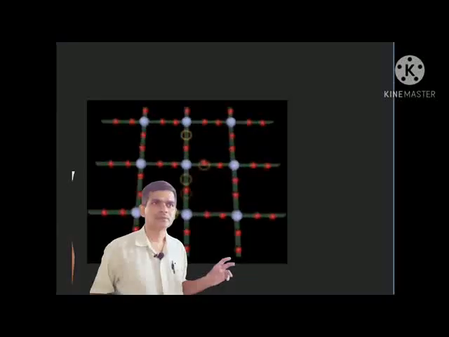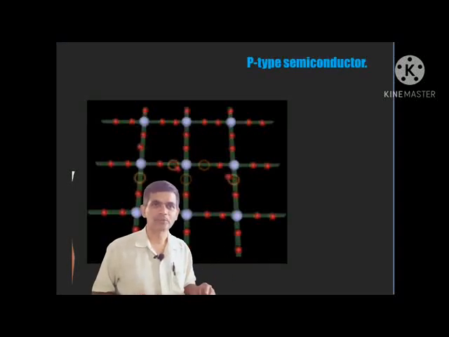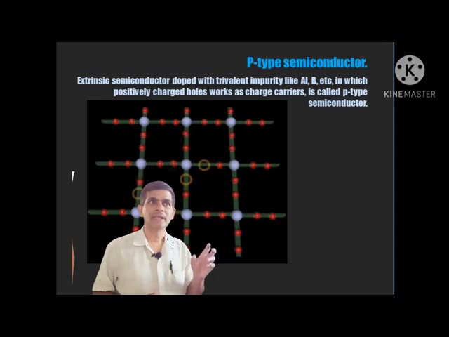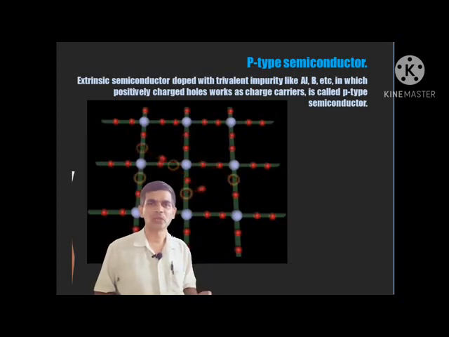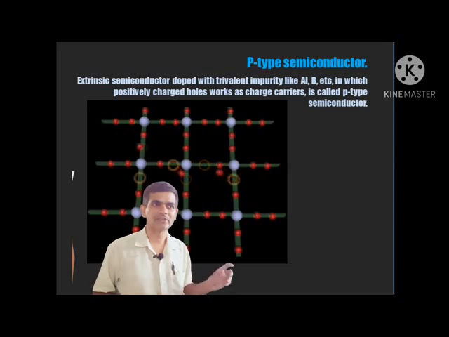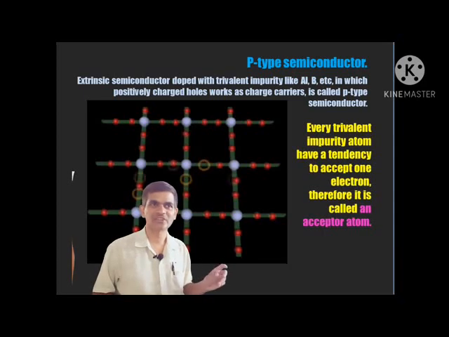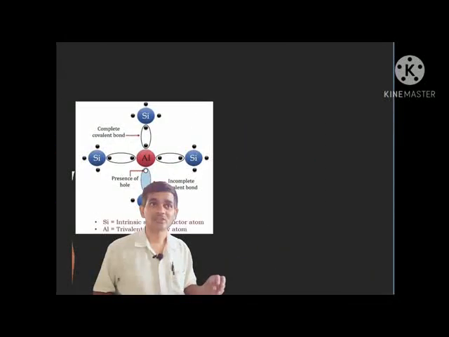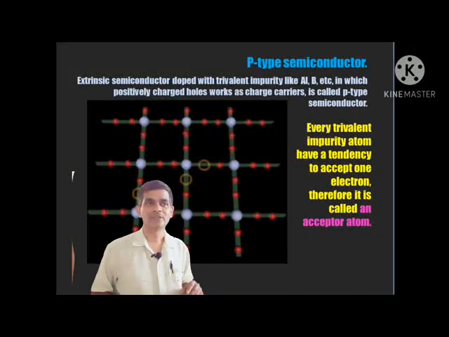Next, see the P type semiconductor. In the case of a P type semiconductor, the intrinsic semiconductor is doped with trivalent impurity atoms like aluminum, boron, etc. There are 3 valence electrons in these atoms, and a few atoms are replaced by trivalent impurity atoms, in such a way that one extra hole is created, and that hole works as a charge carrier. In a P type semiconductor, that hole is a positive charge, and due to that reason it is called a positive type or P type semiconductor.